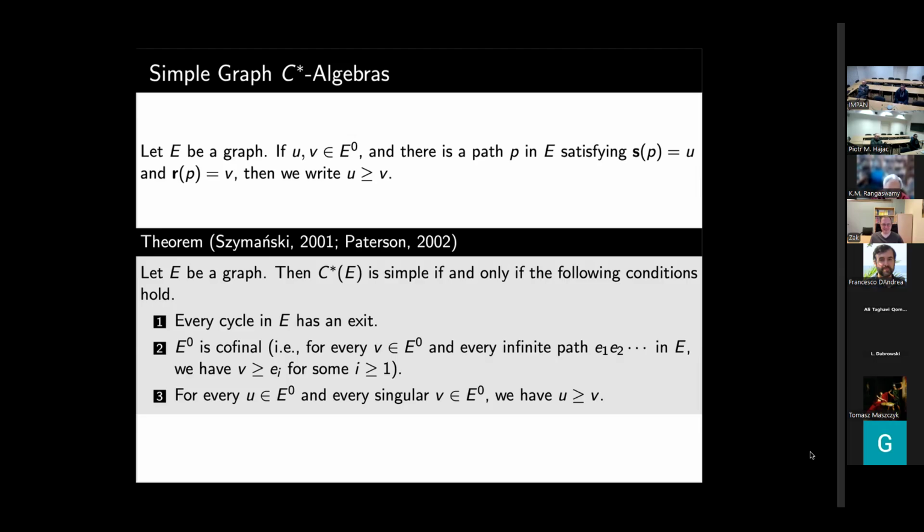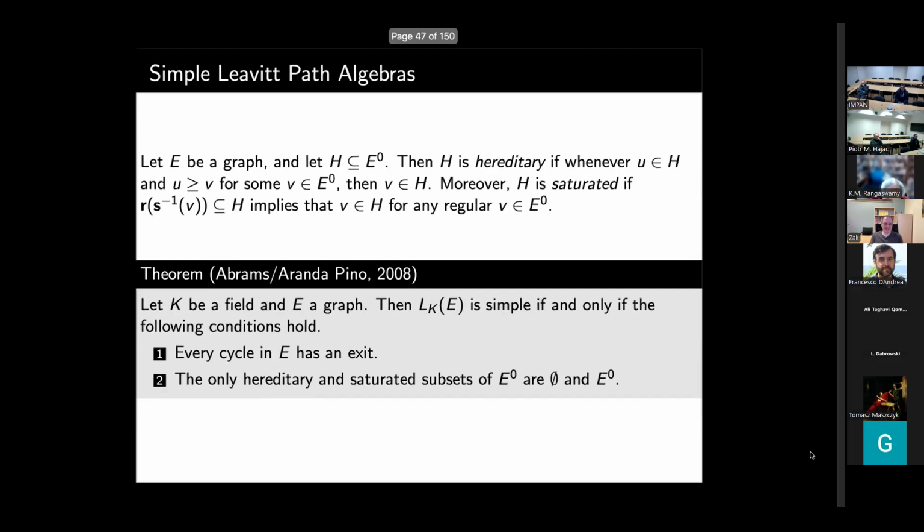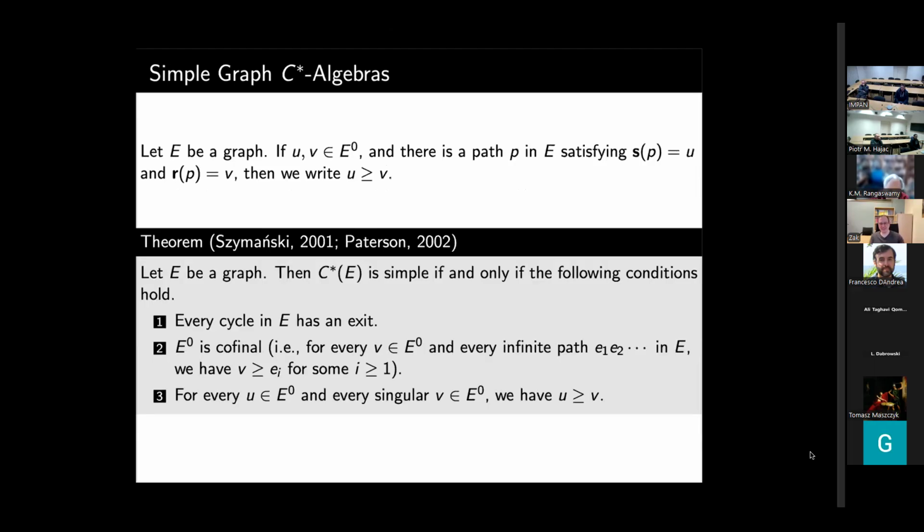Okay, and number three, for every U in E0 and every... so that's saturation. Okay, so two is for hereditary and three is for saturation, right? Not quite. Oh, you mean they conspire together. Right. If you have these conditions, then you won't have any interesting hereditary saturated sets. But you kind of need to treat these infinite paths and sinks similarly in this context, for reasons that I don't have a good heuristic explanation for.